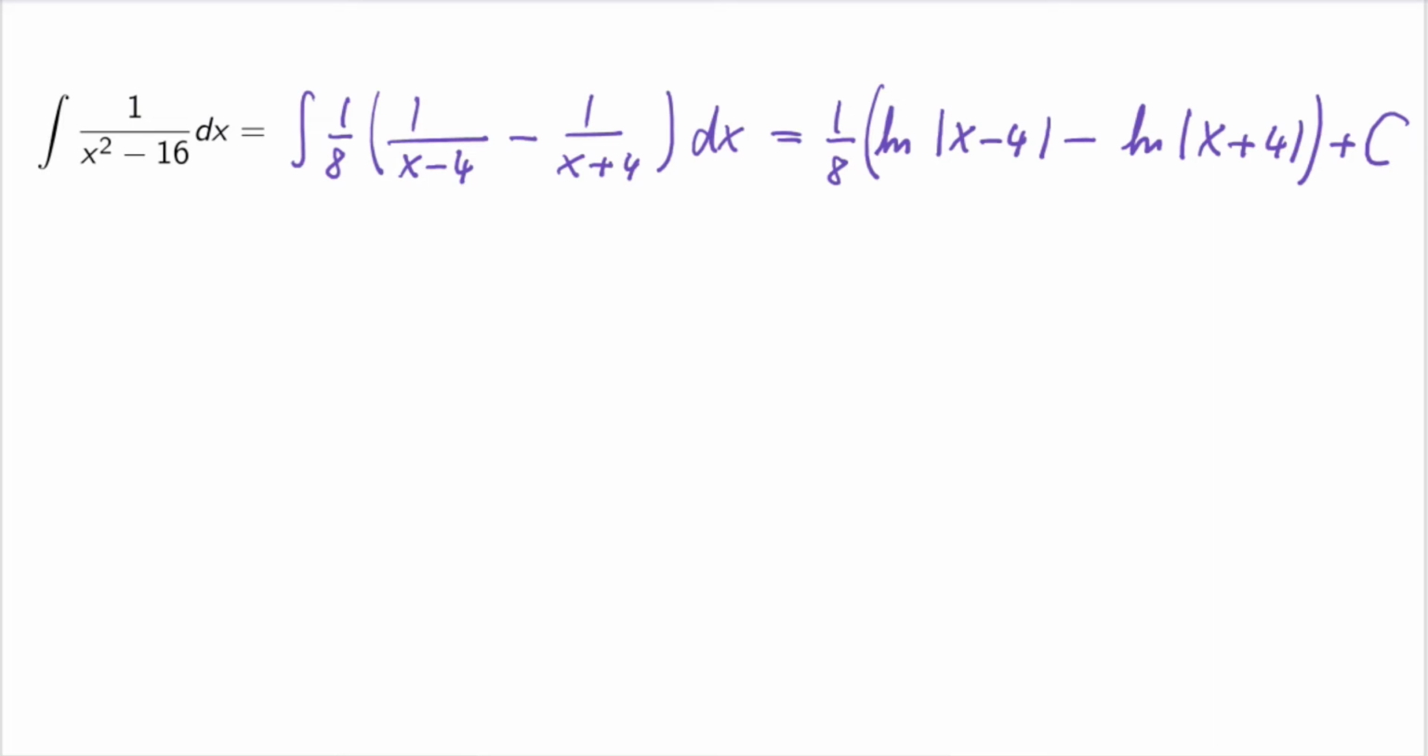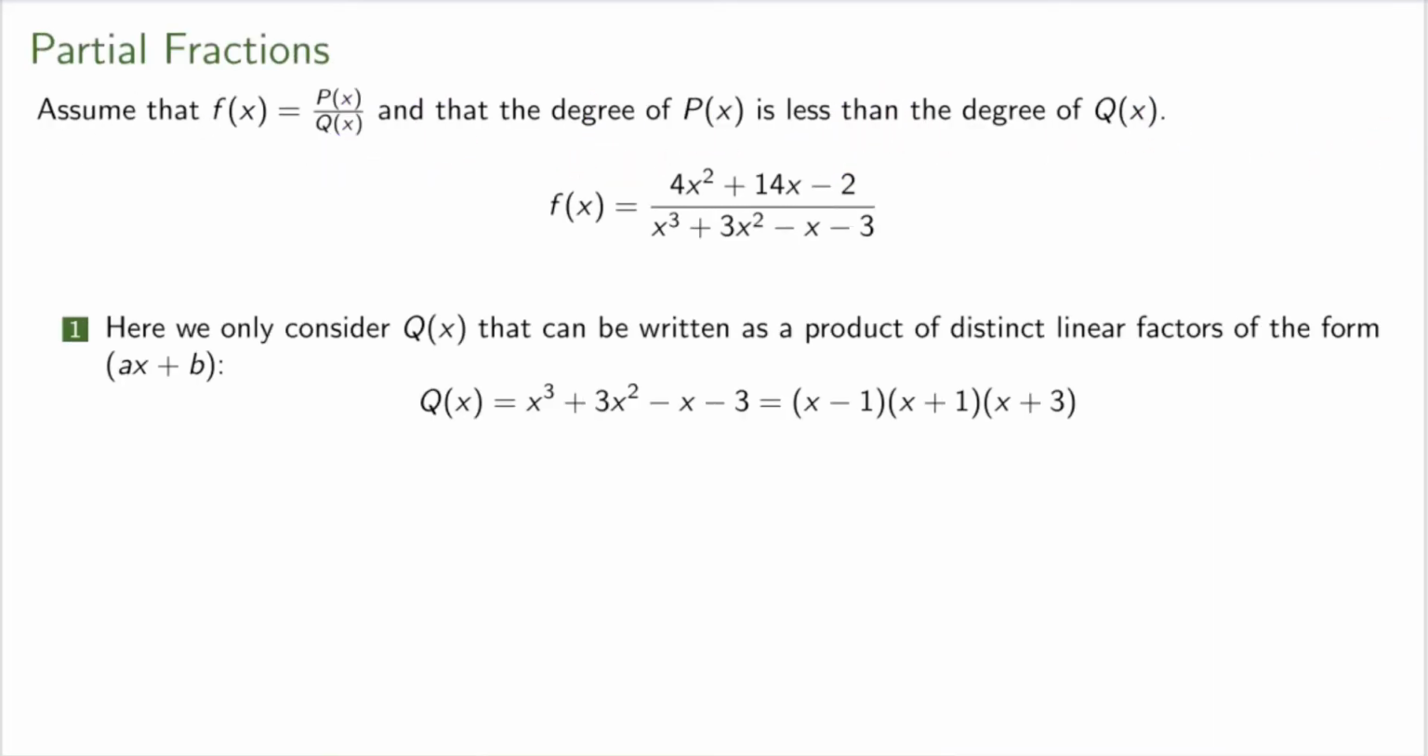So let's try to write this up as a general principle. And here we go. So now we look at the rational function p of x divided by q of x, and we assume that the degree of p is less than the degree of q. So for example, right here, this f, we have the degree in the numerator is 2 and the degree in the denominator is 3. So this would be the case we are looking for. Degree in the numerator is less.